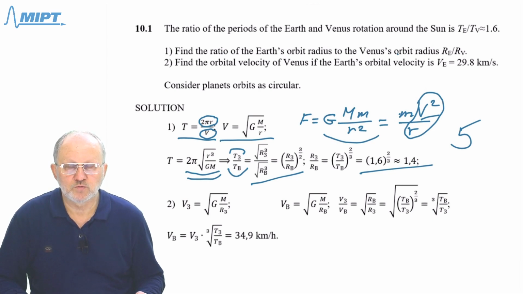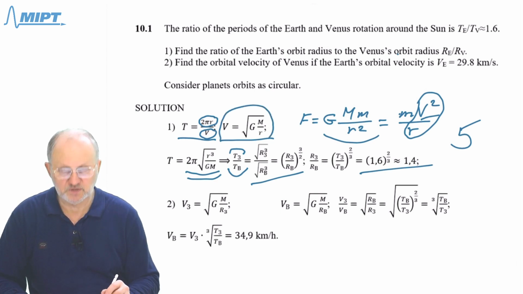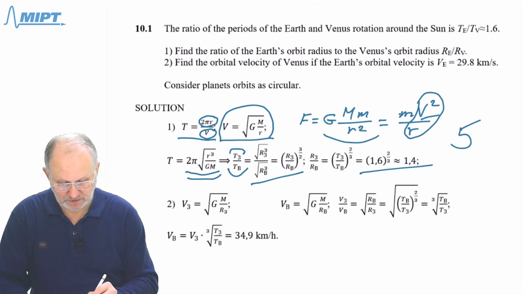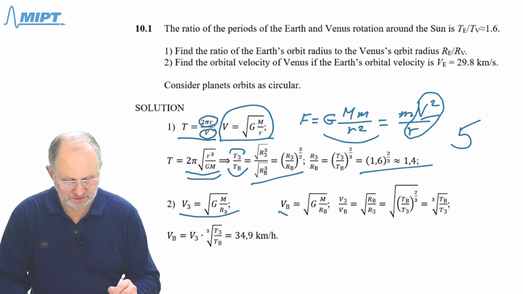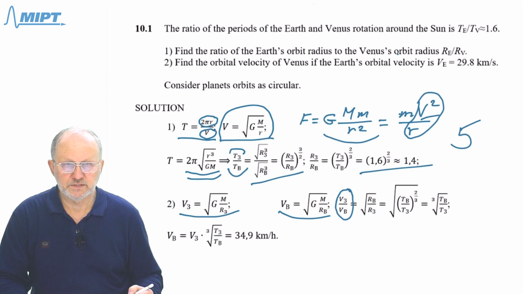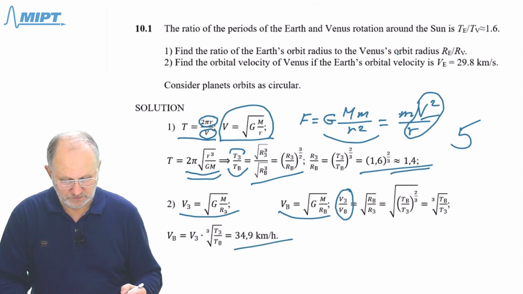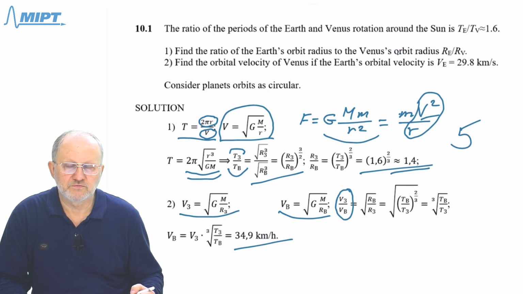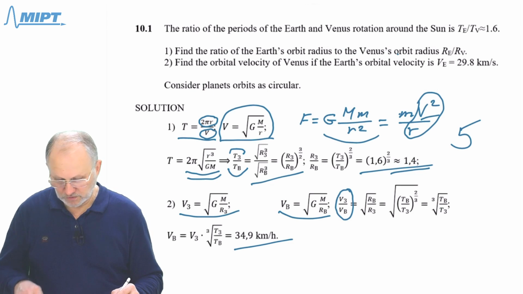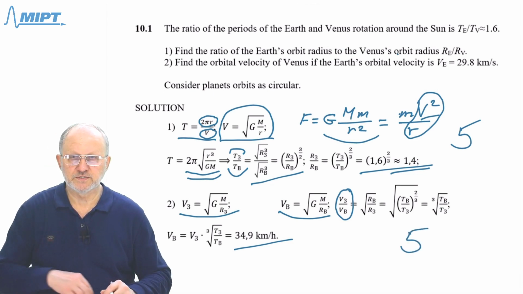The second question, find the orbital velocity of Venus if the Earth's orbital velocity is 29.8 kilometers per second. Again, we use the same formula for the velocity of a planet in its orbital motion around the Sun. You see the same formula, which is used for the Earth here, and the same formula which is used for Venus. And so we can find the ratio of these two quantities, and it's easily calculated through the known ratio of periods. So the final answer will be 34.9 kilometers per hour for the velocity of Venus in its motion around the Sun. If you obtain this answer, you got 5 points for the second part of this problem.